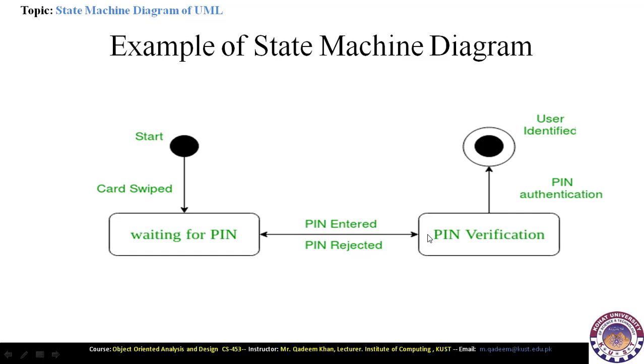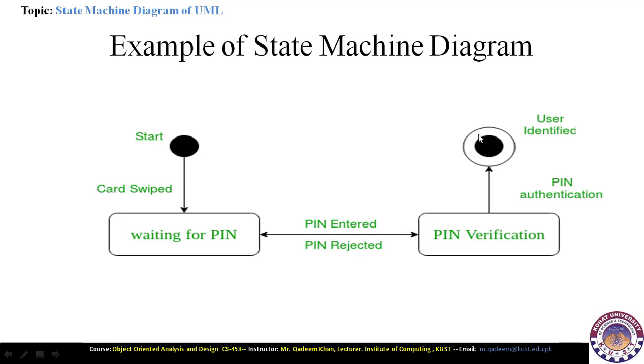And if the verification is unsuccessful, meaning that the pin code is wrong, then the pin code is rejected, and again the system will wait for the pin. And if the user provides a valid pin code, then the pin verification state will be called. After valid verification, the user will be identified, and this will be the termination of the state machine diagram.